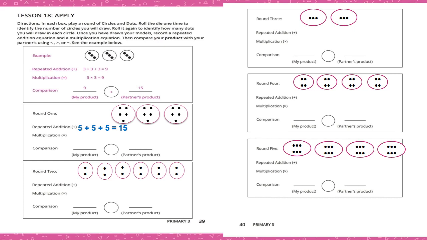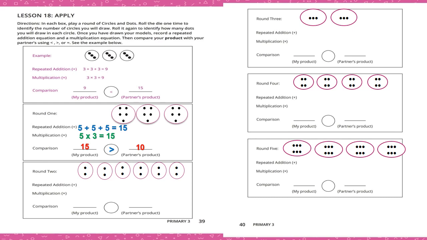Okay? By multiplication, I will ask myself, what is the number I repeat here? In repeated addition, what is the number I repeat? 5. How many times do I repeat 5? 1, 2, 3. So I repeated 5 three times. So 5 times 3 or 3 times 5 equals 15 also. Okay, so my product is 15 and my partner's product is 10. So I am bigger.